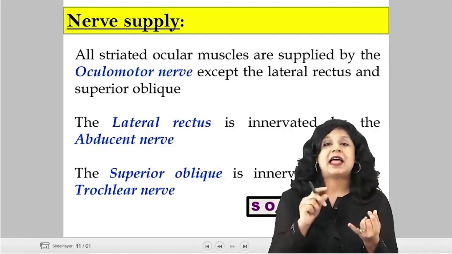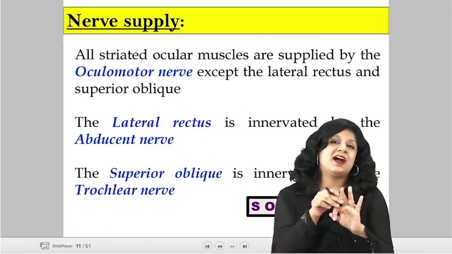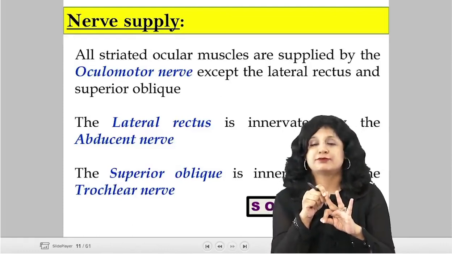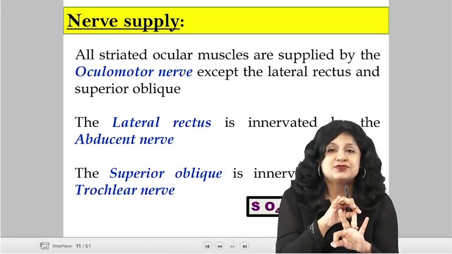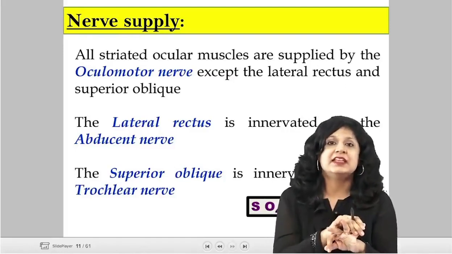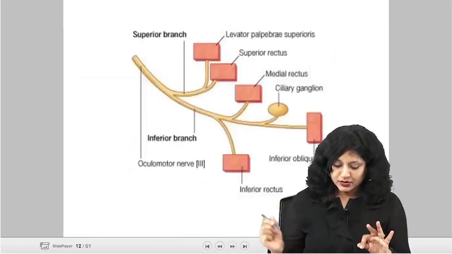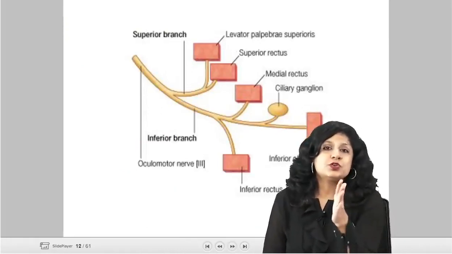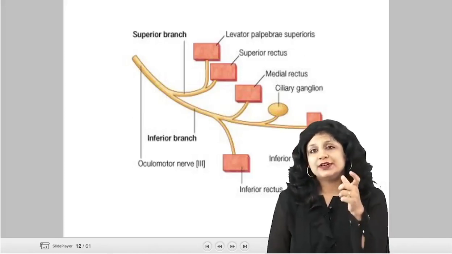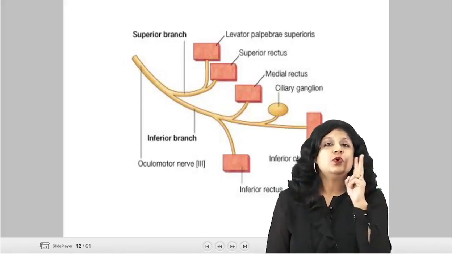So all are supplied by the third nerve except SO4 and LR6. Always remember: SO4, superior oblique by the fourth nerve; LR6, lateral rectus by the sixth nerve; and the rest by the third nerve. Now, most of the extraocular muscles are supplied by the oculomotor nerve, the third cranial nerve. This third cranial nerve has two branches.